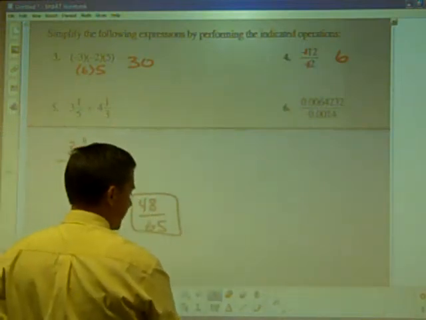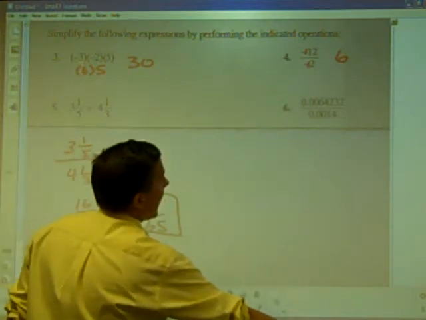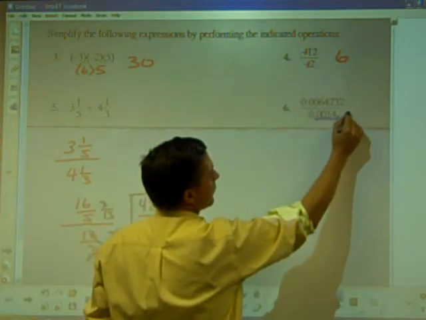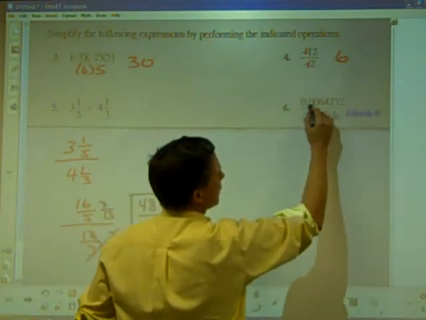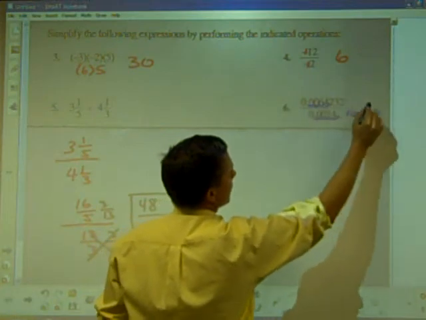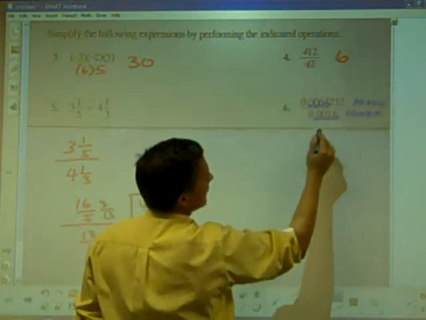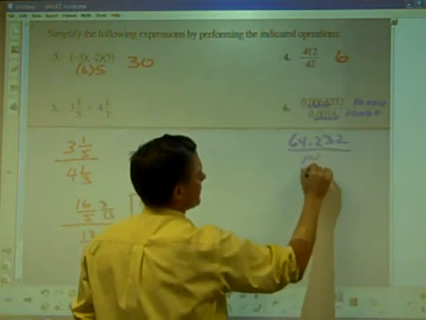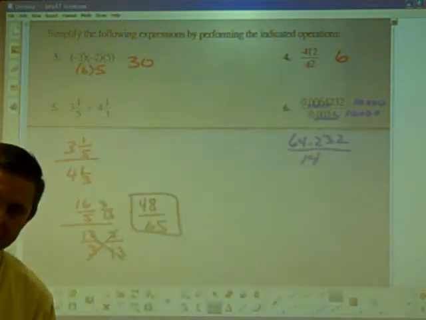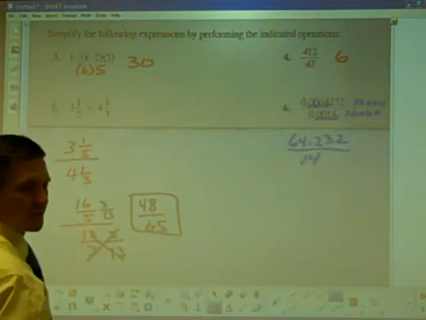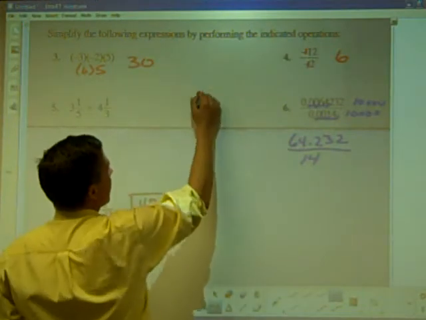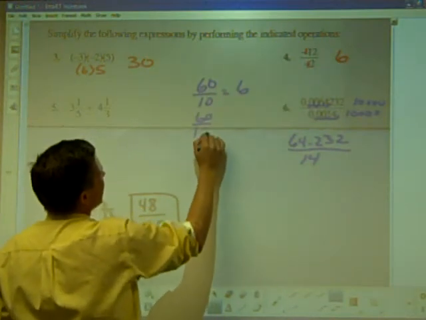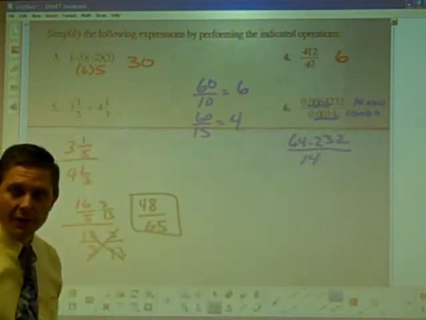Number 6 is practice at longhand division. I start by moving the decimal point now. 1, 2, 3, 4. I multiply by 4 zeros. I'll do it here again. 1, 2, 3, 4. Same thing, top and bottom. And I get 64.232 over 14. 60 divided by 10 is 6. 60 divided by 15 is 4. So I'm thinking about these numbers, and I think it's somewhere between 4 and 6 for an estimate.